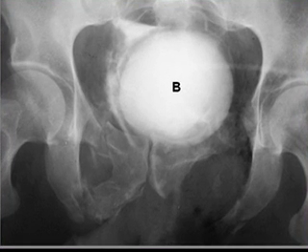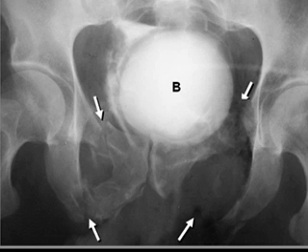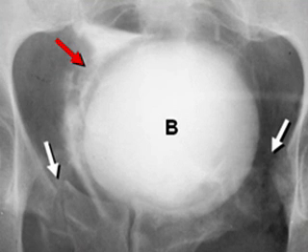This is an example of an extraperitoneal bladder rupture. The B is on the bladder. There is contrast in the bladder. And you can see that there are fractures of both the superior pubic rami and both ischia. The red arrow is pointing to extraluminal contrast, which is adjacent to the bladder, that represents the extraperitoneal bladder rupture.